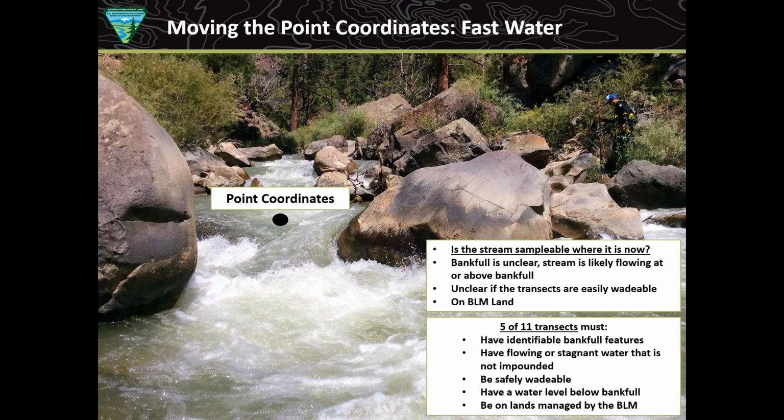This stream is flowing very quickly and the location of bankful is unclear. This stream may be flowing at bankful. It is also unclear if the transects are safely wadable. Is the stream sampleable where it is now? Should the point coordinates be moved? If so, how far can the point coordinates be moved if you estimate the average bankful to be around 10 meters?